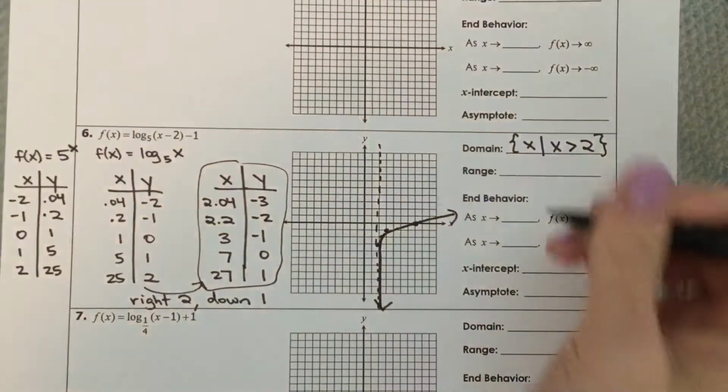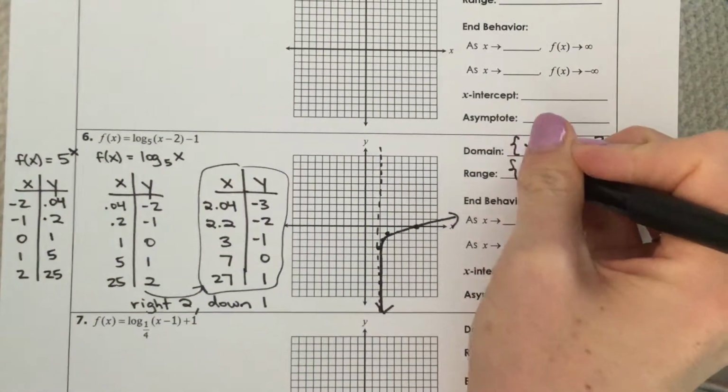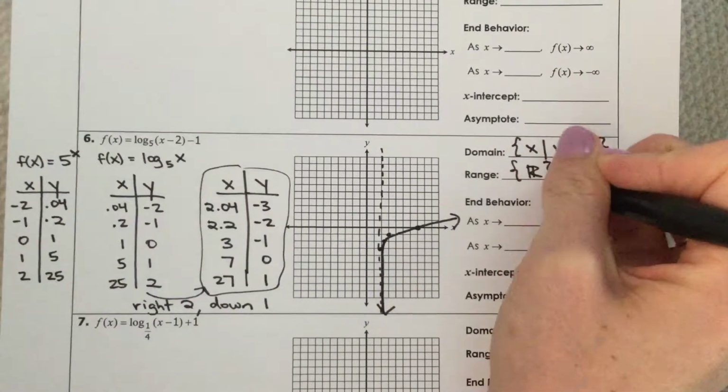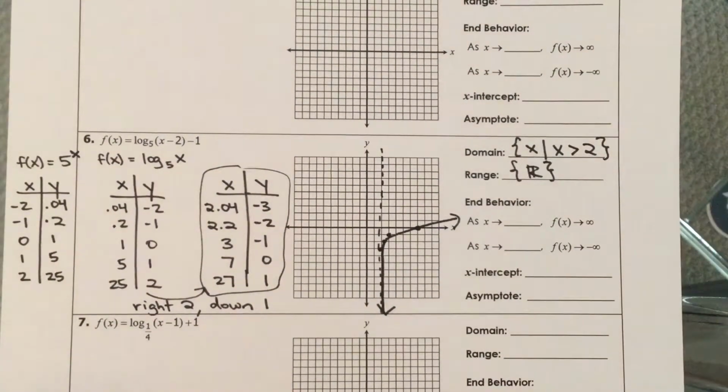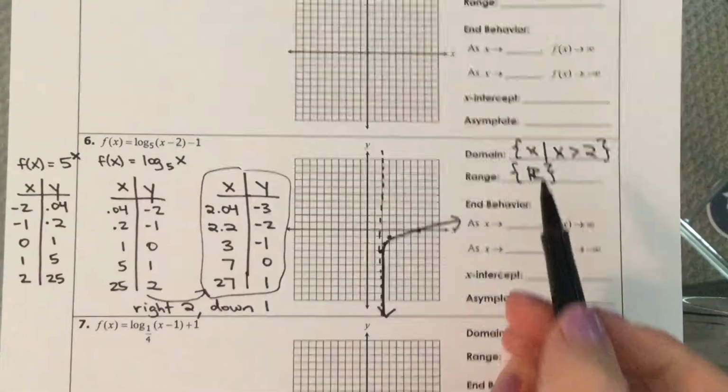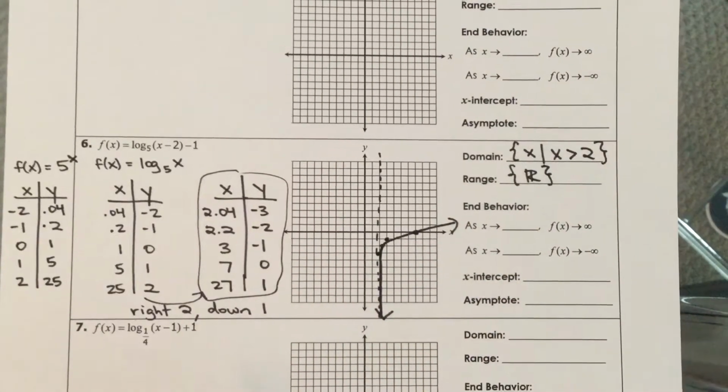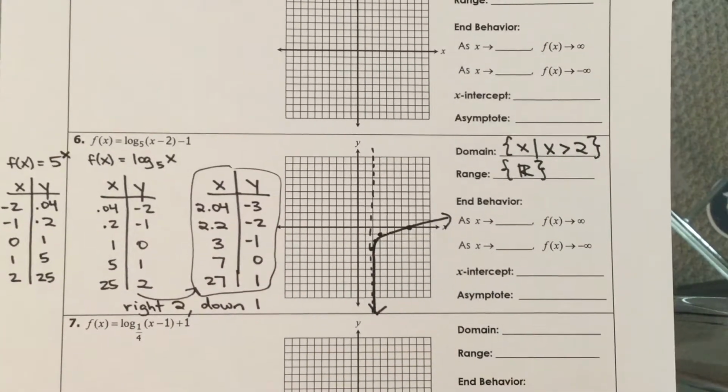And then my range is all reals. Remember, when you create an inverse function, you swap all their x's and y's. So if the x's and y's swap, the domain and range swap. Normally for an exponential, the domain was all reals. When we swap them for the logarithmic, the range will now be all reals, whereas the domain has a restriction.